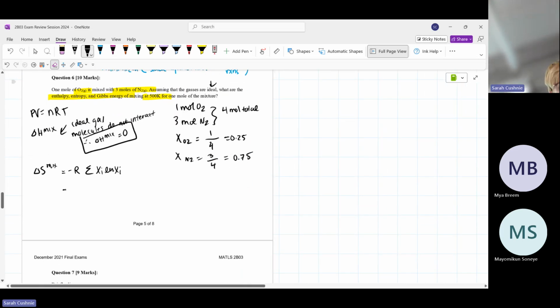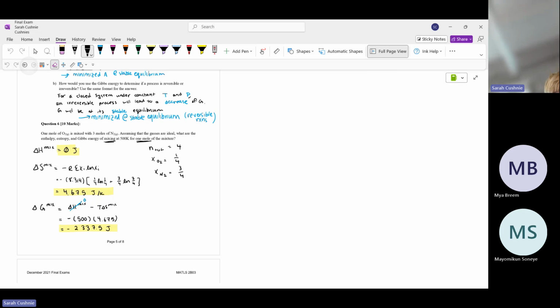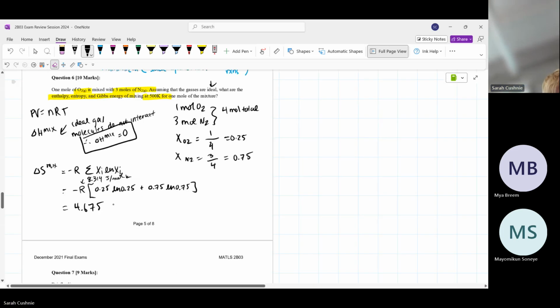So now we just have to do negative R, and now we do the sum of both of these. So we're going to start with oxygen, 0.25 ln 0.25 plus 0.75 ln 0.75. And remember, R is 8.314 joules per mole K. If you do all of this, you get a value of 4.675 joules per mole K as your answer.